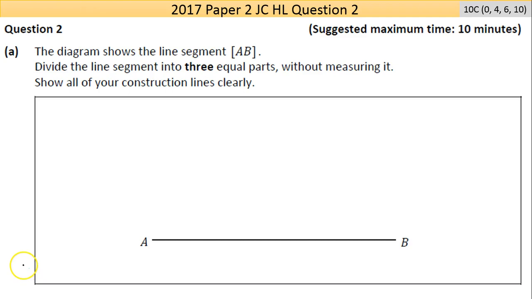Hi and welcome to the 2017 Paper 2 Junior Cert High Level Question 2. Now this question has two parts to it. First part, part A, is a 10C. I'd suggest you pause this and draw it yourself. When you come back, we can look at how it's actually done.